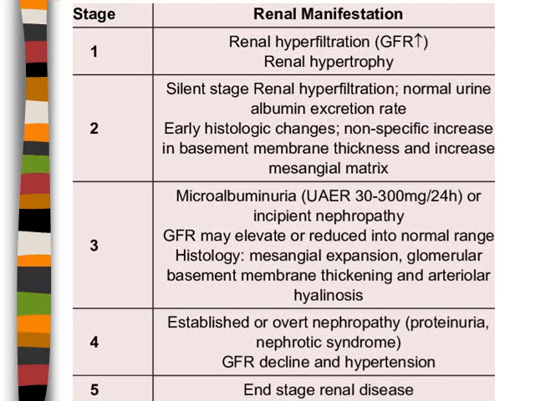The third stage is called the stage of microalbuminuria, in which urine albumin excretion rate is 30 to 300 milligram in 24 hours. That is also called incipient nephropathy. GFR may be elevated or reduced into the normal range. Histological changes are mesangial expansion, glomerular basement membrane thickening, and arteriolar hyalinosis. The fourth stage is established or overt nephropathy, the stage of proteinuria or nephrotic syndrome, in which protein excretion is more than 300 milligram per 24 hours. In the fourth stage, GFR may decline and hypertension results. And stage 5 is end stage renal disease.